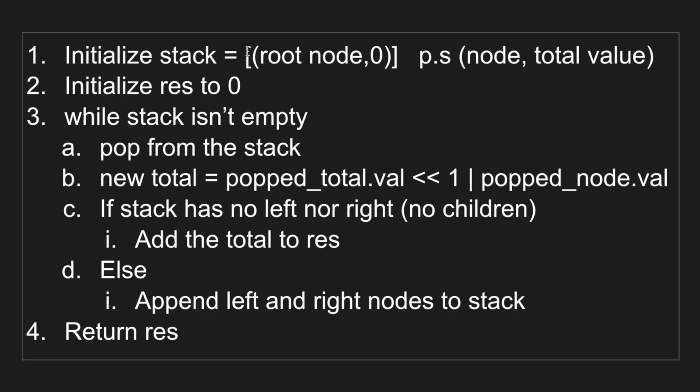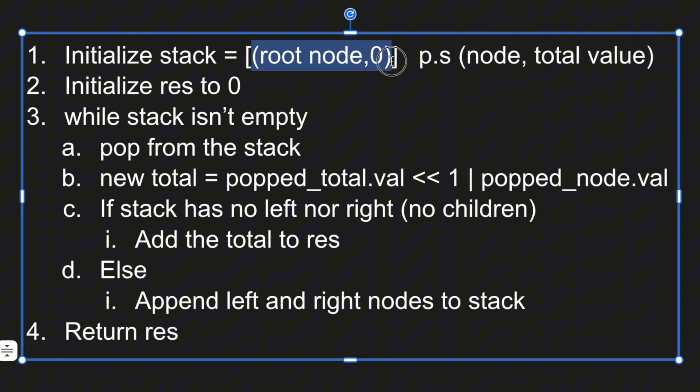To solve this problem, we can initialize a stack, and each value will be a tuple. The first value will be the node, the second value will be the total value. So we will initialize with the root node with a total of 0, and we will initialize result to 0. Now while the stack is not empty, we will pop from the stack, and we can calculate the new total by taking the total that we have popped and shifting it by 1, and we will do an OR operation with the value of the popped node. So let's say the root node has a value of 1, we will shift 0 by 1 and do an OR operation with 1. So now the new total will be 1 because 0 or 1 is 1.